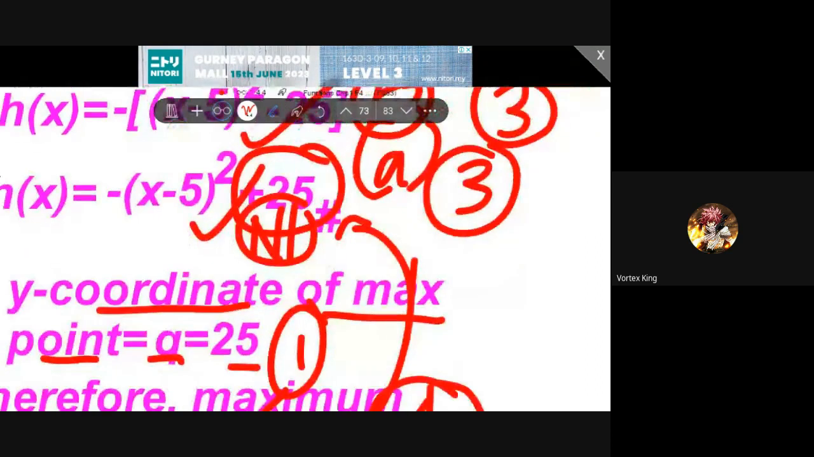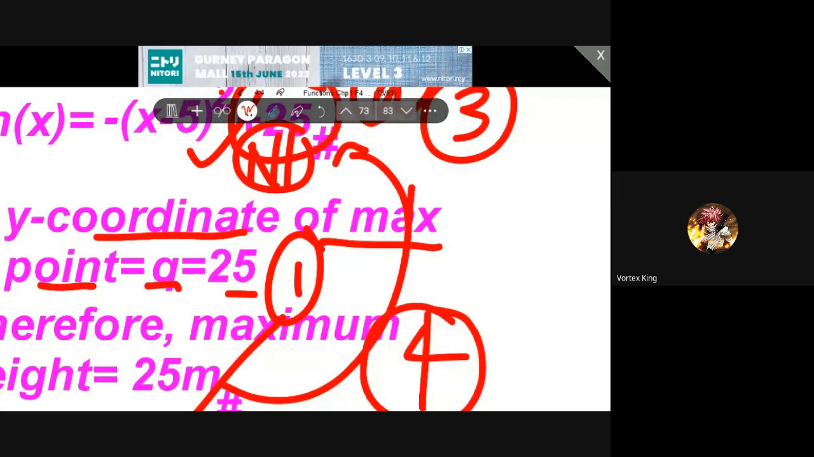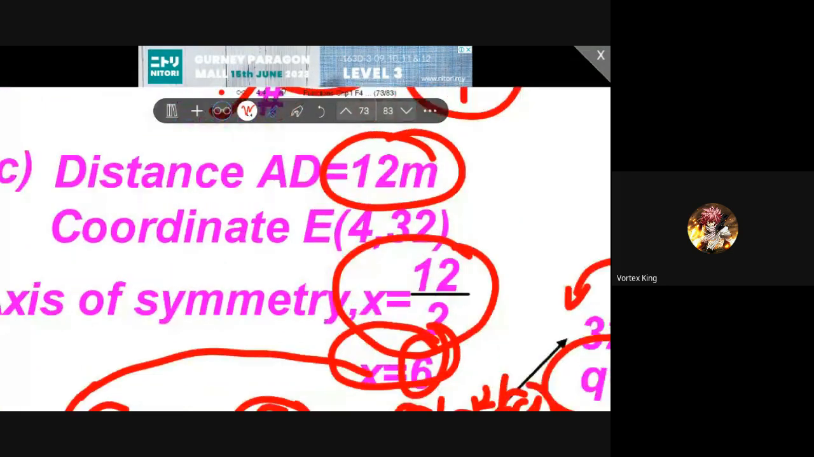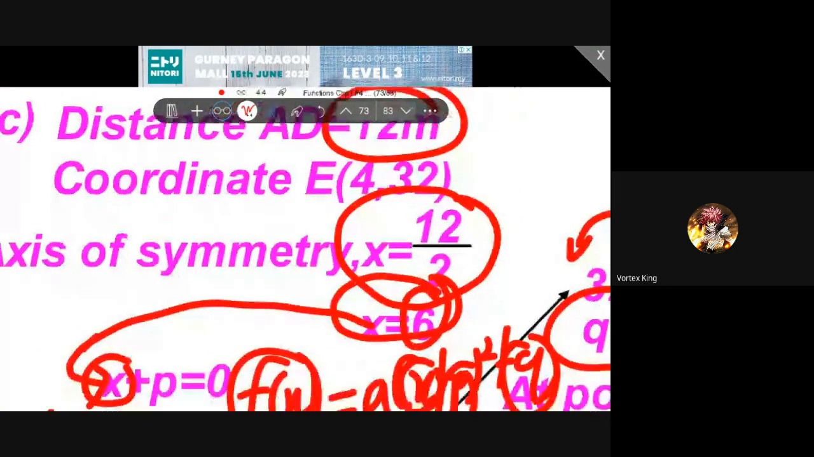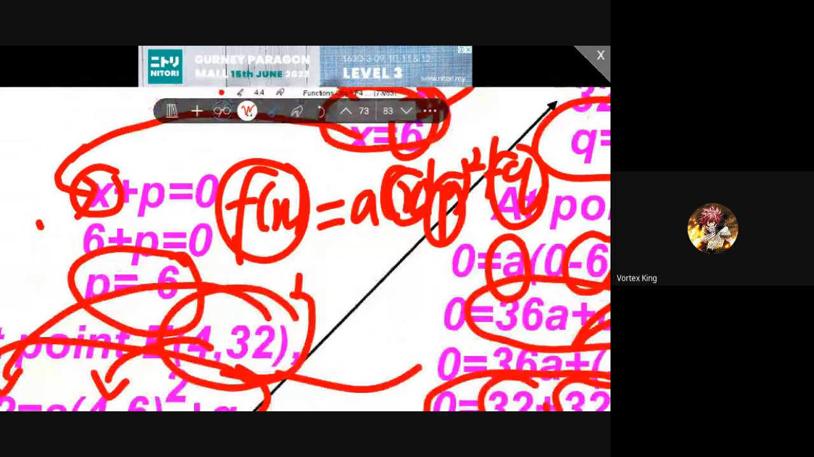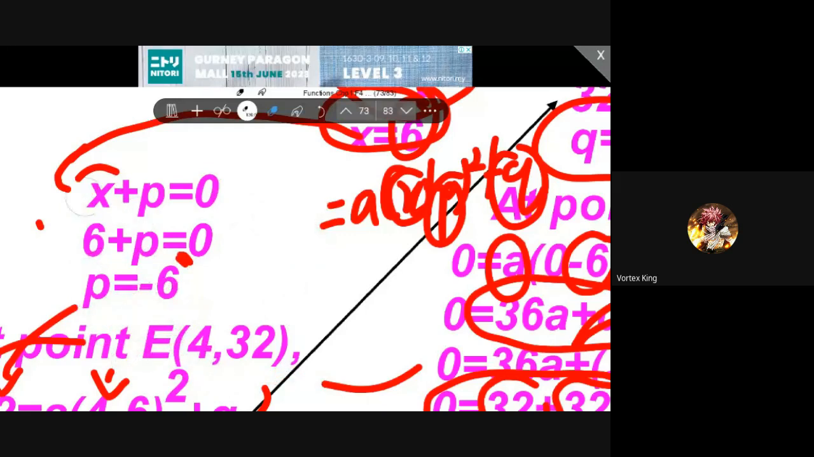Okay, so part B dia senang. Kalau kamu boleh state 25 meter, satu markah saja. Betul dah. Okay, so for part C. Part C ni lebih complicated. Okay, never mind. I show you for this one. Wait I delete all this.